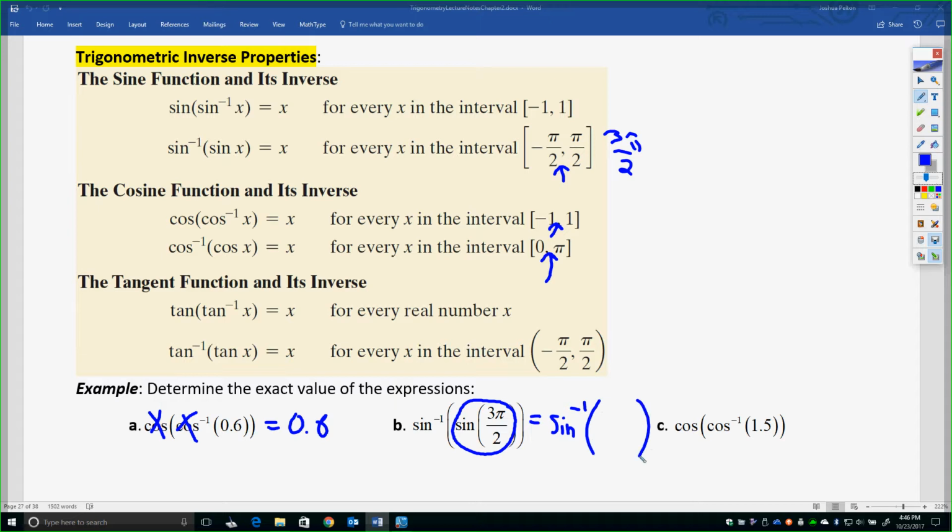So the question is, when is sine equal to 3 pi over 2? Well, what is sine at 3 pi over 2? That coordinate is (0, -1), cosine, sine. And that value there is going to be a -1, because it's all the way down there. Okay? So then the question is, where does sine inverse equal -1?